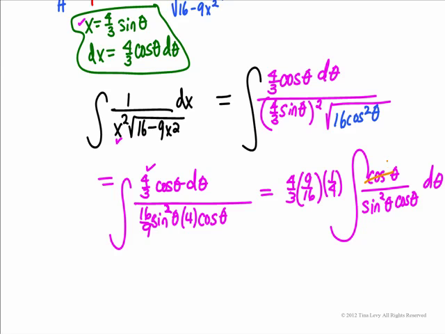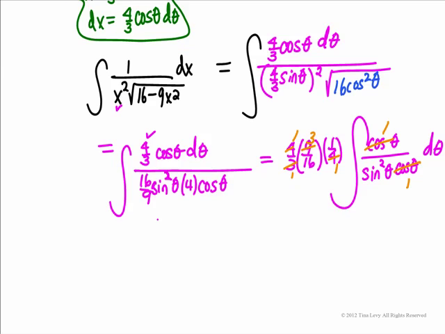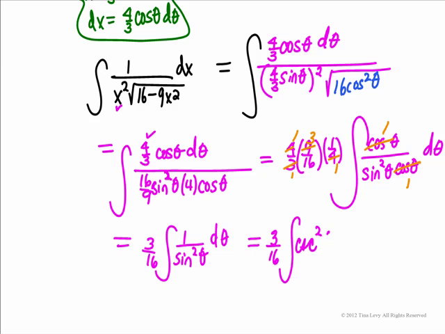We're going to work this out. The cosine cancels. The 4 here cancels. The 3 goes into that 3. Working this out, we get 3/16, the integral of 1 over sine squared theta. But that 1 over sine squared, the reciprocal of sine squared is cosecant squared. And the antiderivative of cosecant squared is a negative cotangent. So it's negative 3/16 cotangent theta plus a constant.